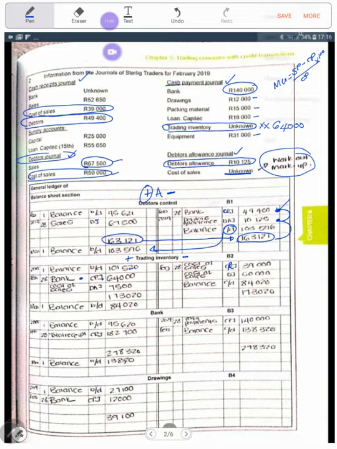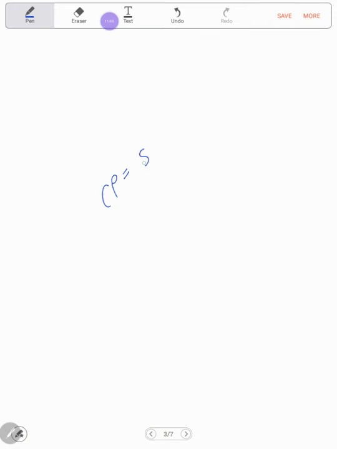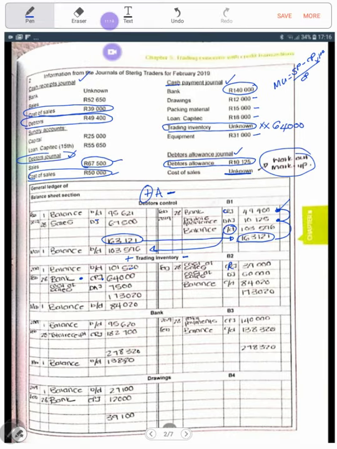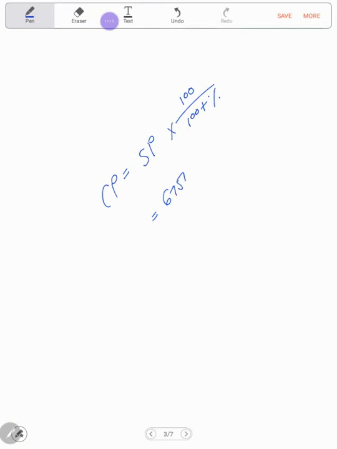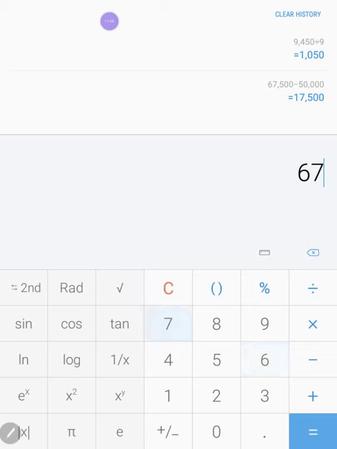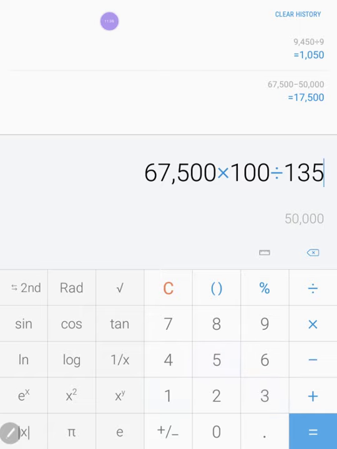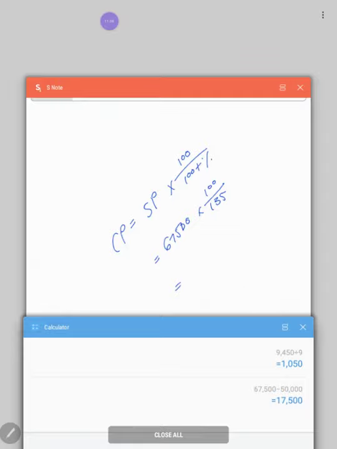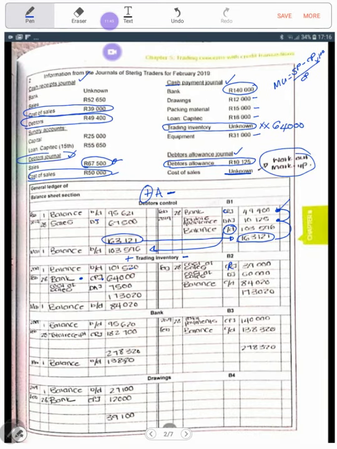Now that I have my markup, I can work out cost of sales. Remember that your cost of sales formula is cost price equals selling price times 100 over 100 plus the markup. The selling price is 67,500 times 100 over 135. Let us go and work that out. 67,500 times 100 divided by 135, and our cost of sales is 50,000 Rand. Now that we have that, we can go and put it down there. As you can see, my cost of sales is 50,000 Rand, which is correct over there.